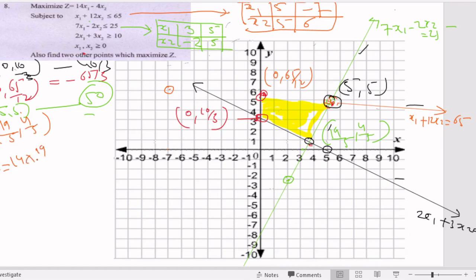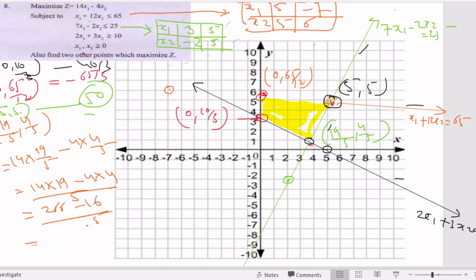Okay, x1 is 19 by 5 and x2 is 4 by 5. The 5 in the denominator is common, so I'll write it as it is. So 14 into 19 minus 4 into 4. 14 into 19 is 266, and 4 into 4 is 16, divided by 5. 266 minus 16 is 250 divided by 5, and after dividing, it will be 50. So at this point also, we have 50.